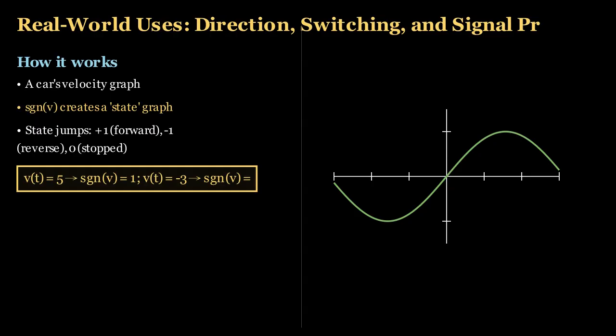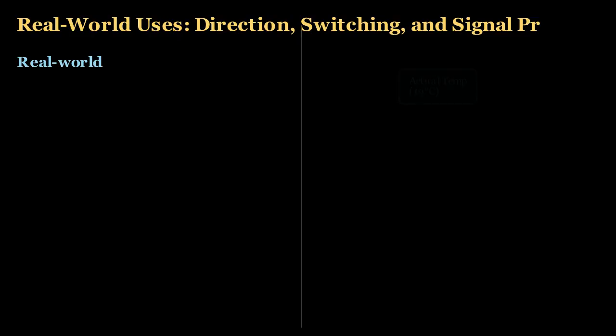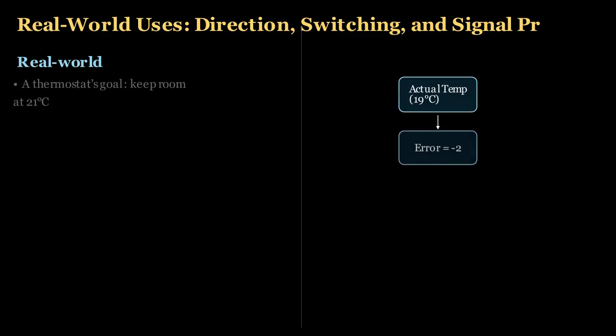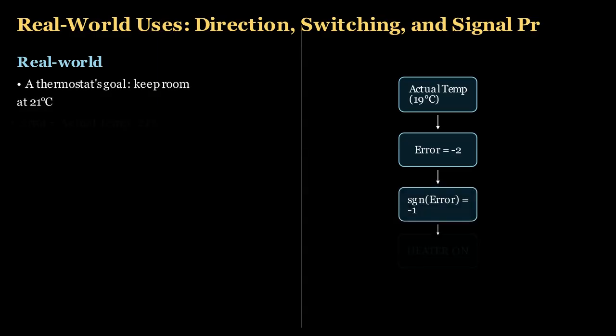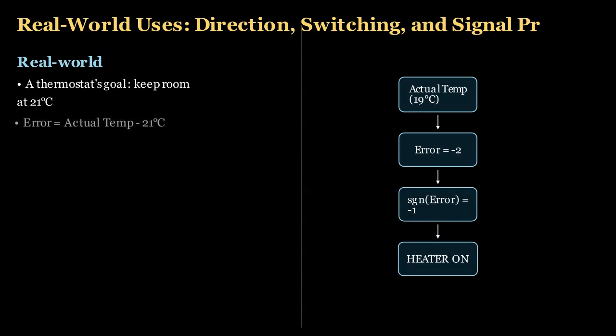Now, we apply our Signum function to this error. If the error is negative, Sgn gives -1, and the thermostat switches the heater on. If the error is positive, Sgn gives +1, and it switches the cooler on. If the error is exactly 0, Sgn gives 0, and the system stays OFF. So, a single function, Sgn of the error, acts as the brain of the entire heating and cooling system, turning a temperature reading into a three-state command: heat, off, or cool.